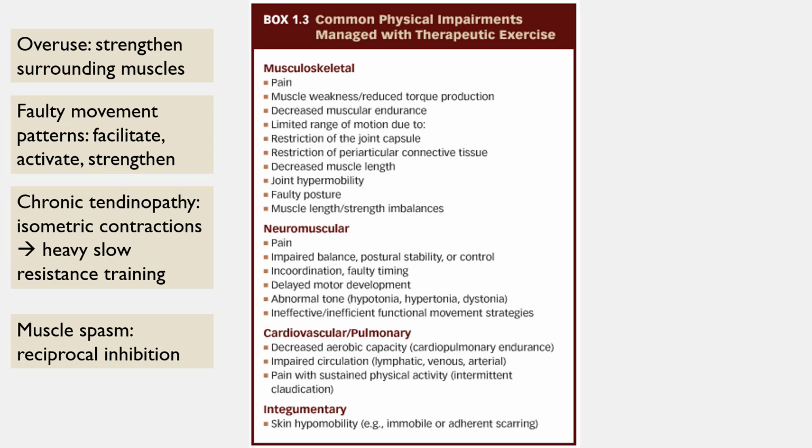Also, if we find a muscle shortened due to muscle spasm, we may activate the muscle on the opposite side of the joint, allowing for reciprocal inhibition. For example, if we find painful spasm in the TFL, we may activate the posterior fibers of the gluteus medius to allow for relaxation of that TFL.